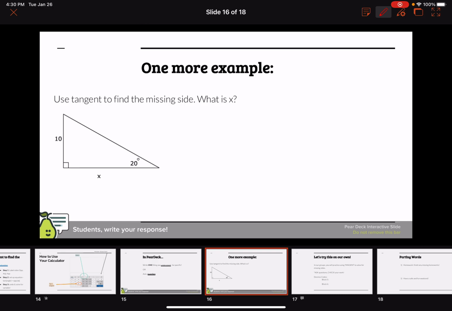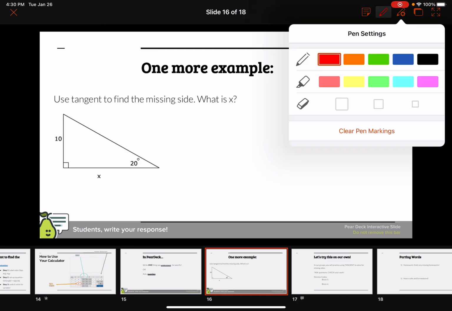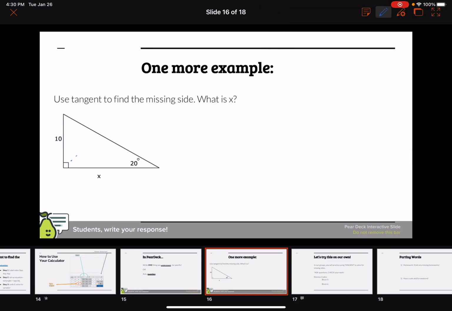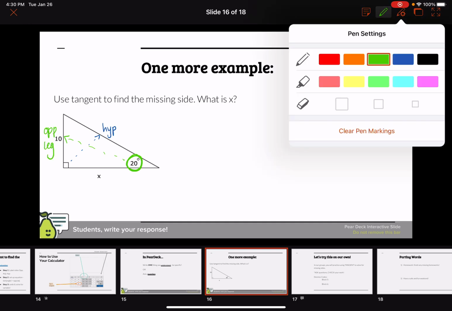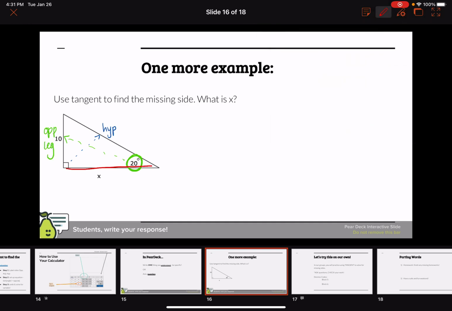Use tangent to find the missing side. What is x? Step 1, label. Opposite from the right angle, our hypotenuse. Here's our reference angle. Opposite the reference angle is our opposite leg. Next to the reference angle is our adjacent leg.